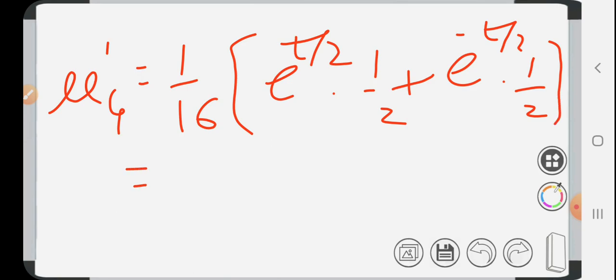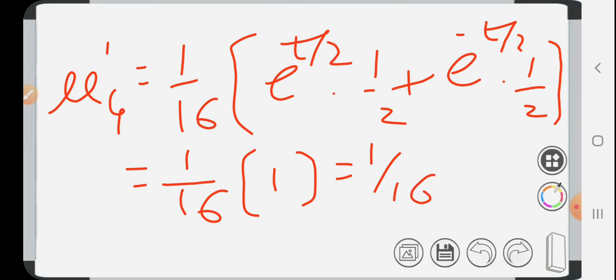So what is my answer here? If I put t equal to 0, what is my answer? Yes, 1/16 into this 1/2 plus 1/2, it is 1. So 1/16 is the answer.